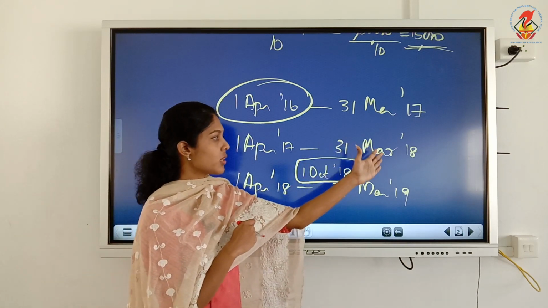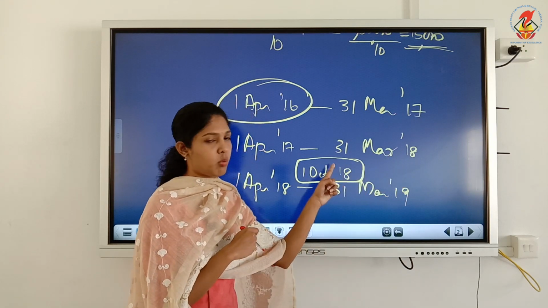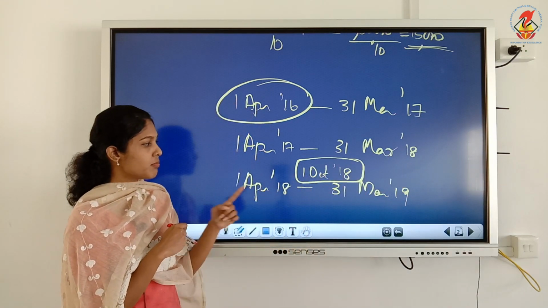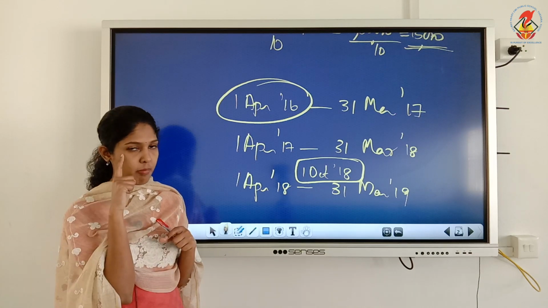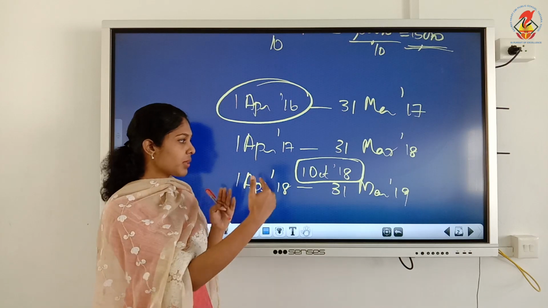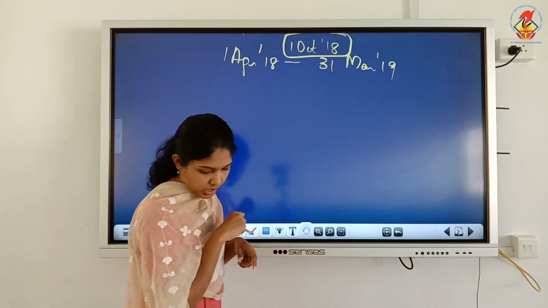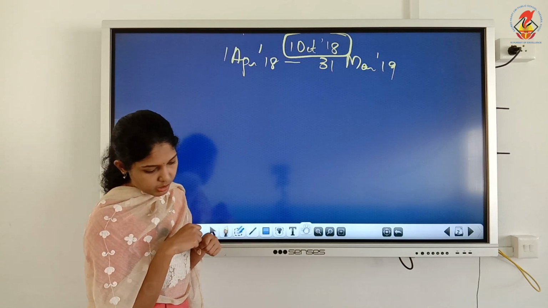Understood? Second year ends on 31st of March 2018. Only after that we are having this October. So this will fall in the third year. So you have to remember one more entry, that is the sale entry. Sale entry will come in third year. So now we will start preparation. They are asking you to do the machinery account.